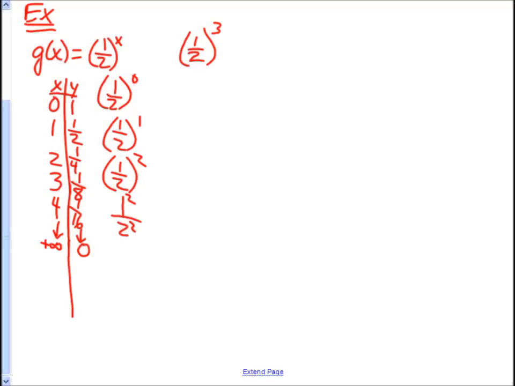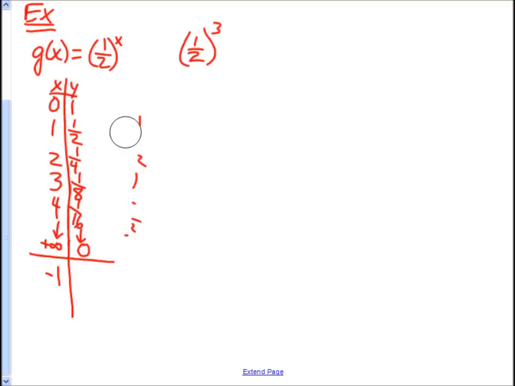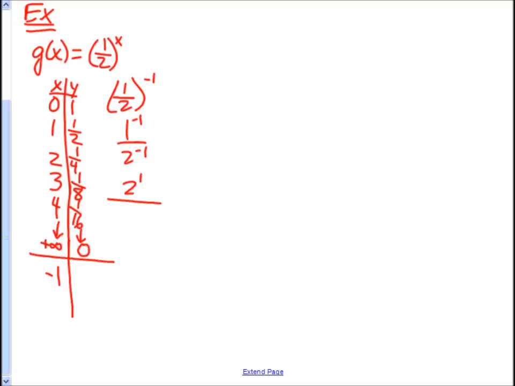Let's go to the left of 0 now. We have that horizontal asymptote there, y equals 0. But again, let's go to the left. Let's pick -1. Let's go 1 half to the -1 now. That's 1 to the -1 over 2 to the -1. That 2 to the -1 in the denominator goes up there, and that 1 to the -1 goes down there. So we got 2 over 1.